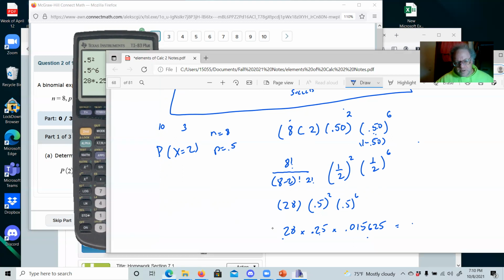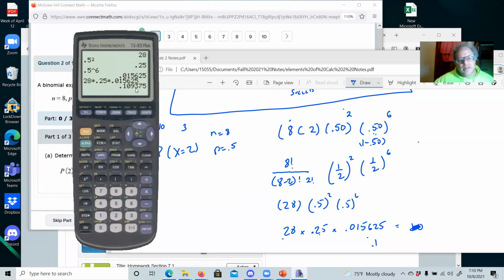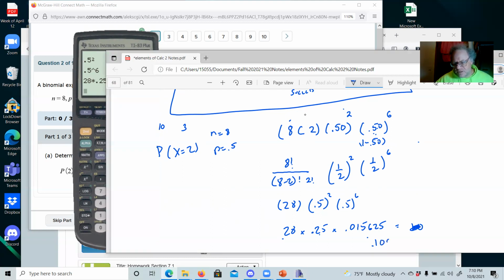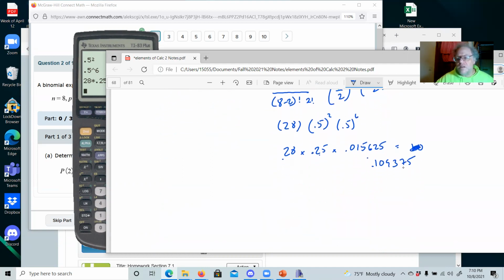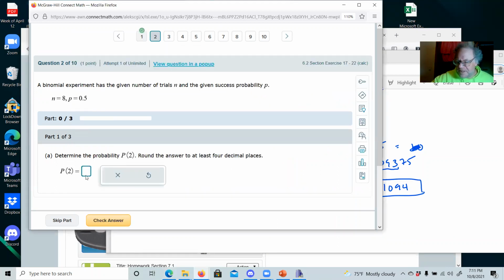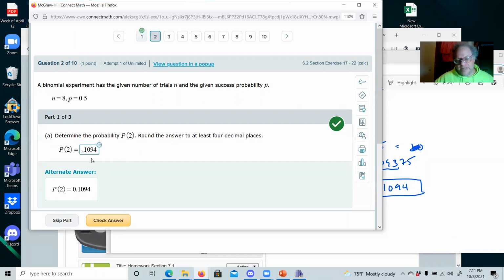And our probability here is, no, it's not 1. It's 0.109375. How many decimal places did they want? They wanted 4. So we're going to go with these 4. This is 0.109, and the 7 turns that into a 4. All right, and there's our answer, 0.1094. Oh, we wanted the leading 0.